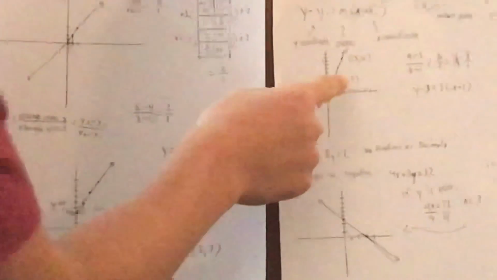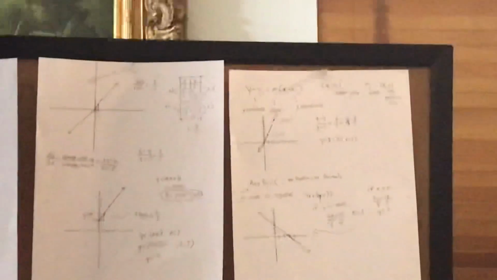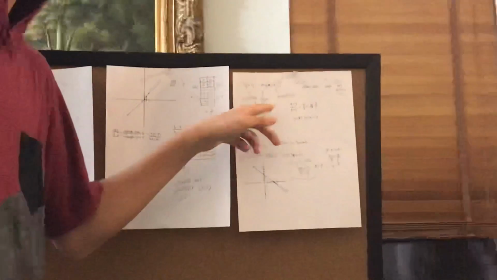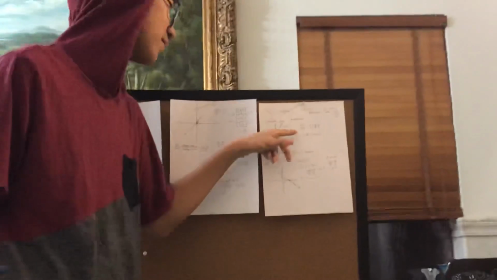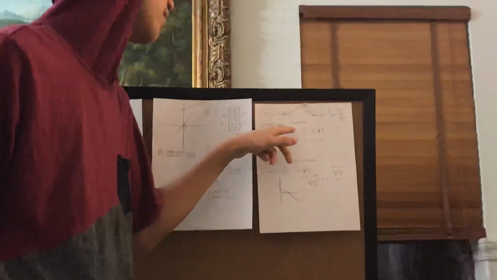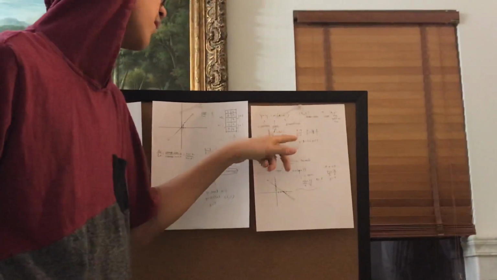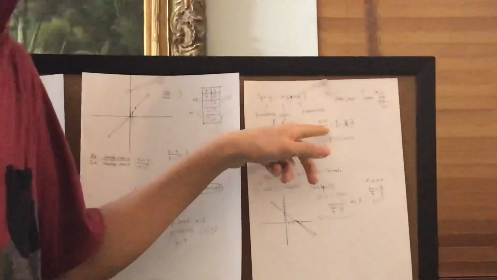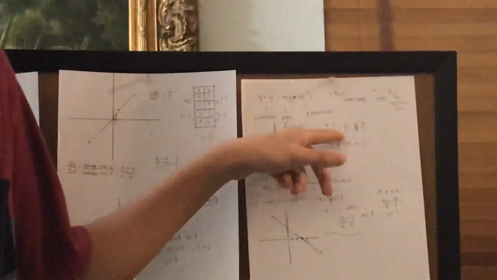So, on this graph here, we have 2 points, 3, 9, and 1, 3. If we take the slope equation and use it to find the slope, we get 9 minus 3 over 3 minus 1. So we get 6 over 2, divide that, we get 3 over 1. So the slope is 3.